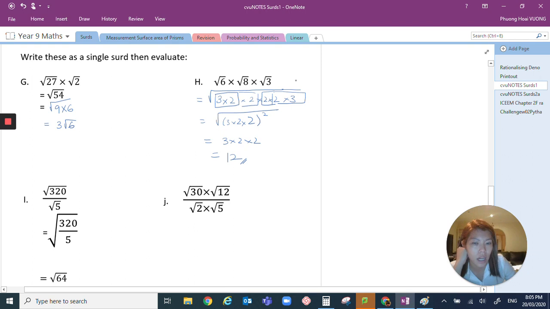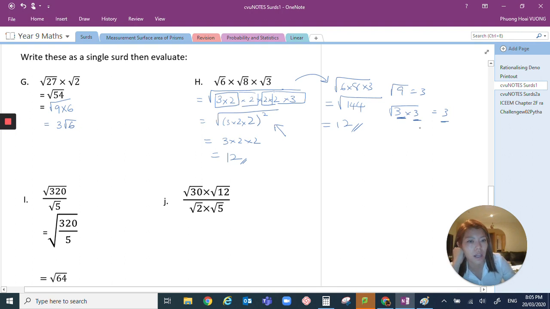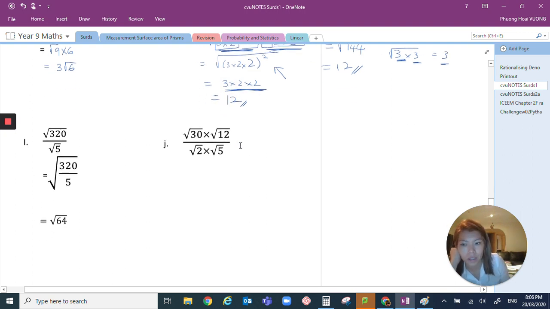Now, if you worked it out, 6 times 8 times 3, you would have gotten, well, 6 times 3 is 18. 18 times 8 is 144, and the square root of that is 12. Also the same answer. But this is a neat trick, so you don't have to multiply big numbers. So remember, square root of 9 is 3 because it's 3 times 3. So every time you see something repeat, it comes out. See here how it repeats? That repeats with that, so that number will come out.